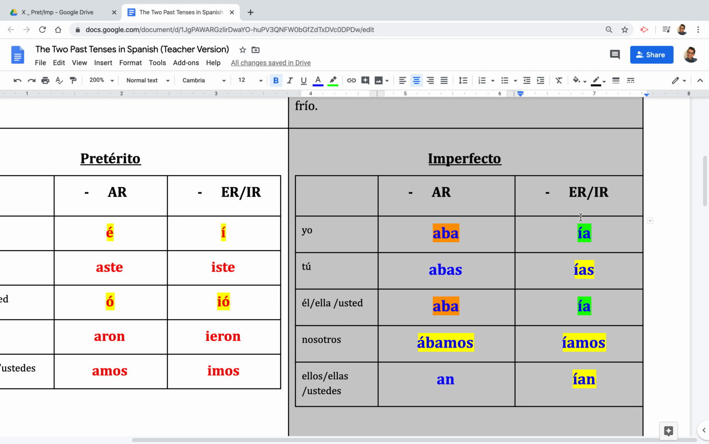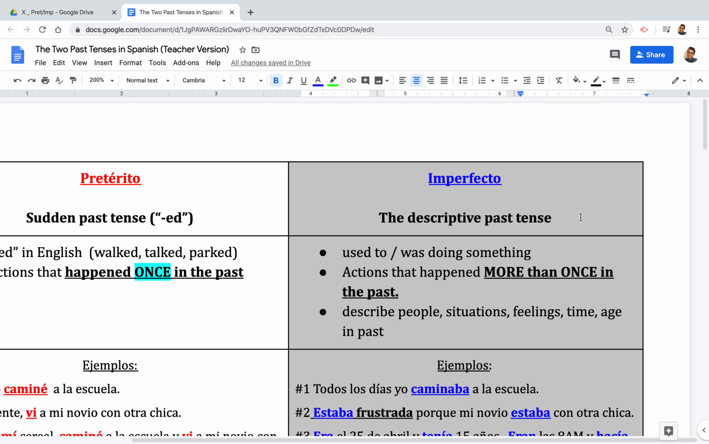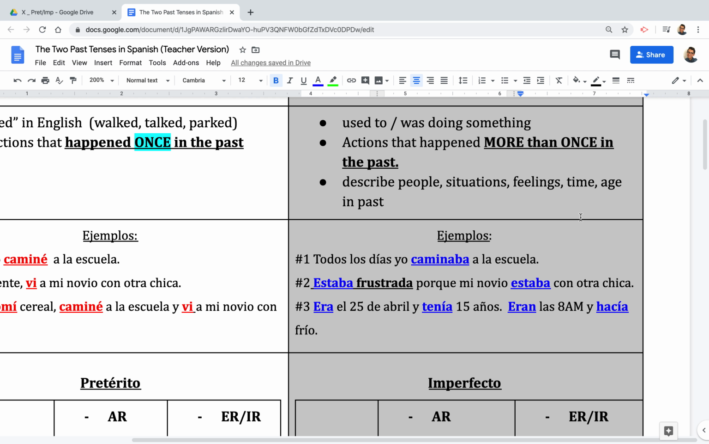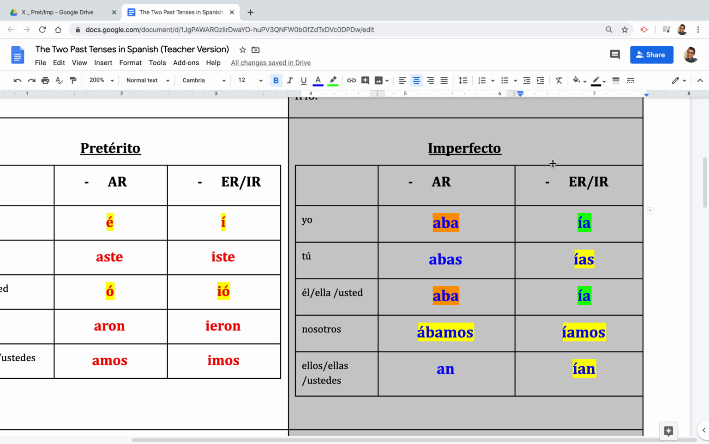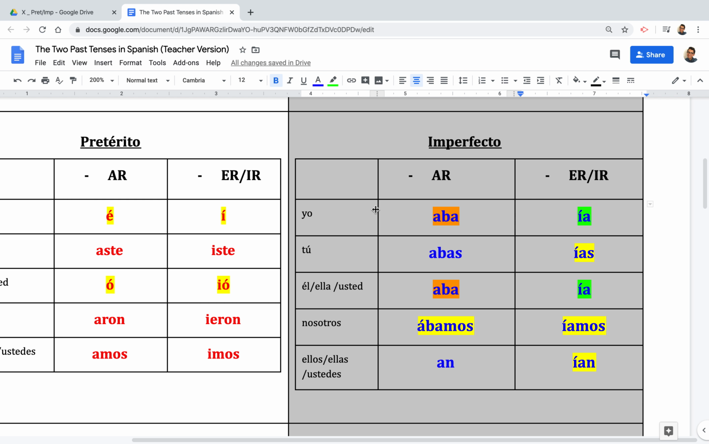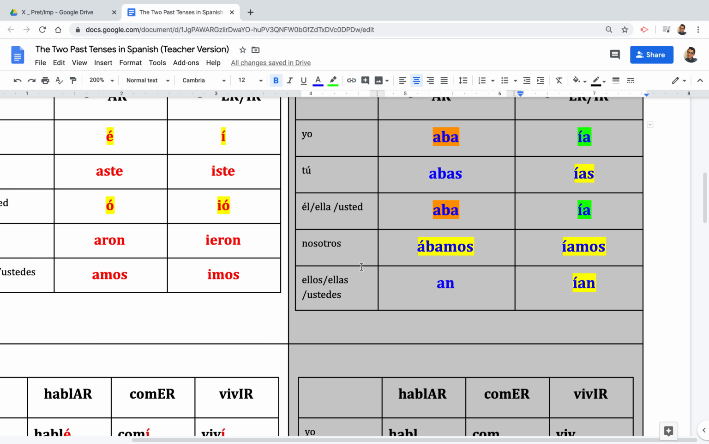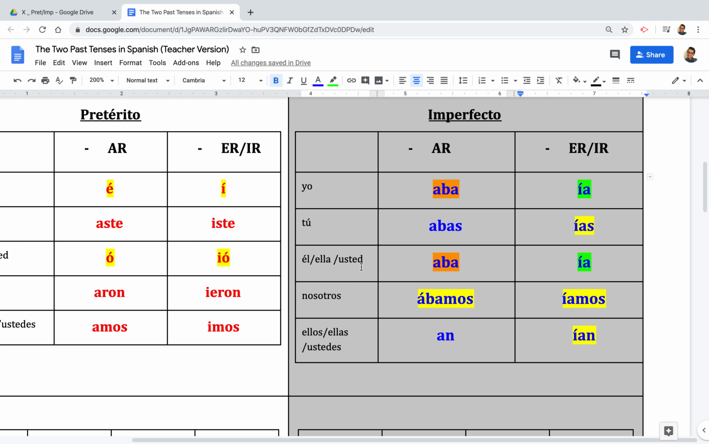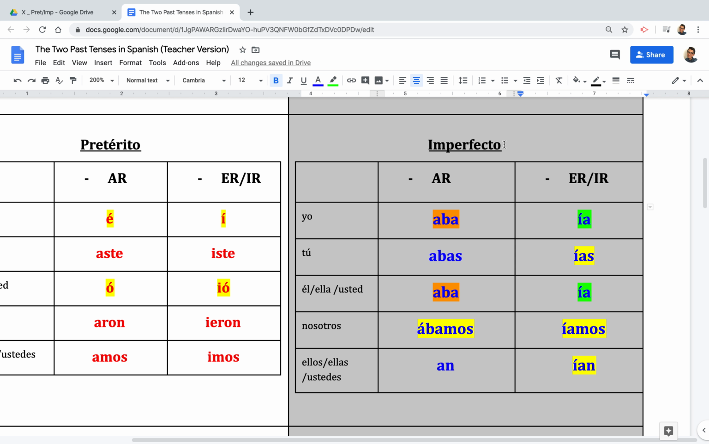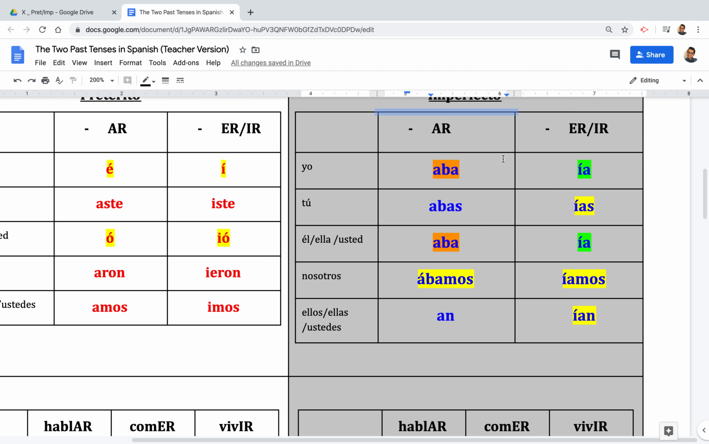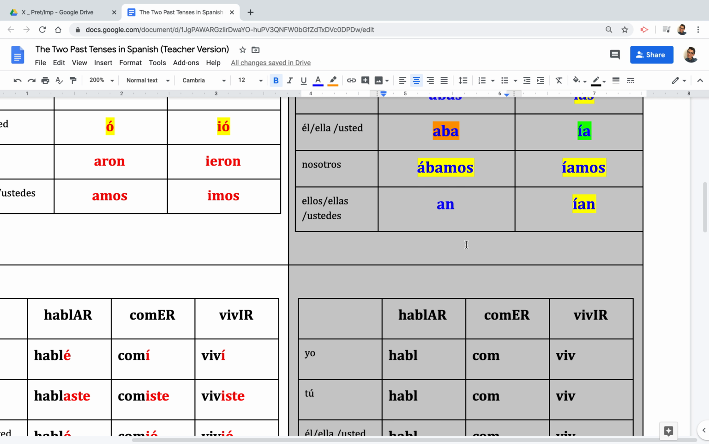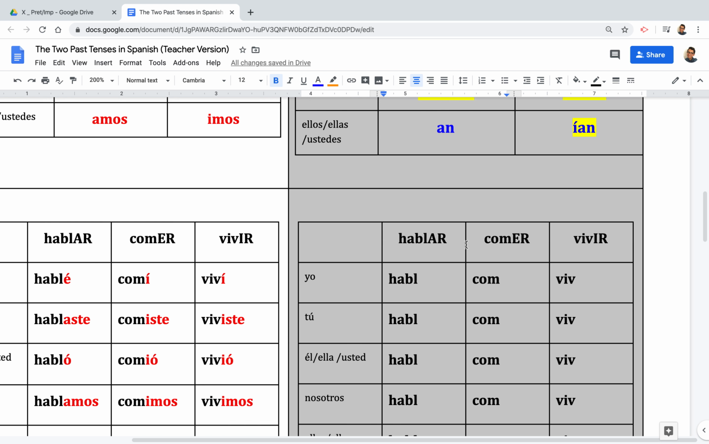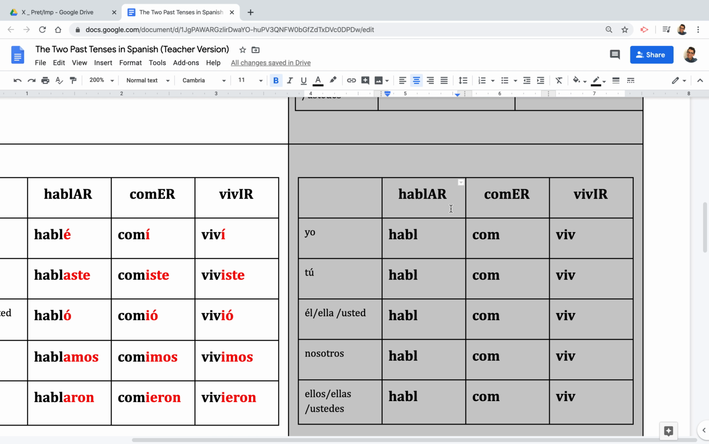Okay, so now that we know the uses of the imperfecto or descriptive past tense, and we know the endings that we should use in order to change the verb to match the person who's doing the action, let's practice the skill of conjugating imperfecto verbs using the endings. Okay, so let's start with AR verbs.